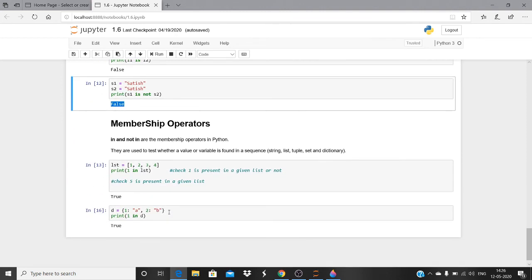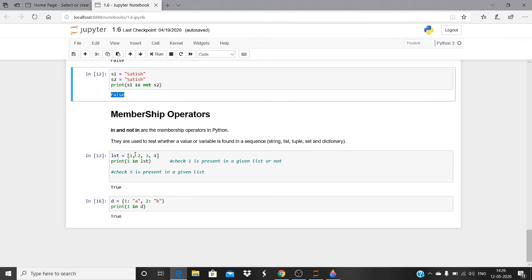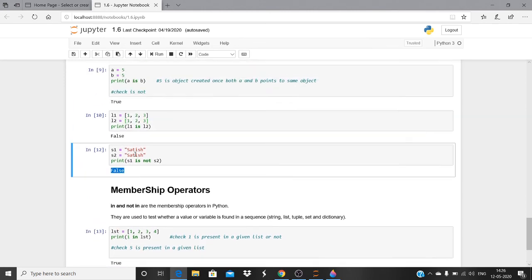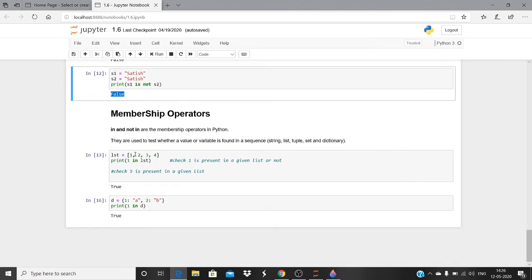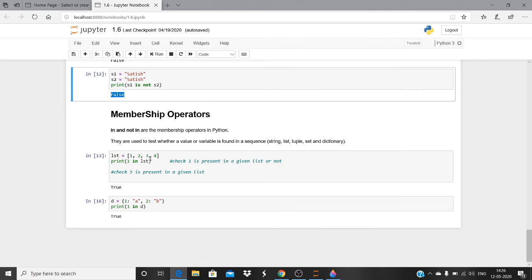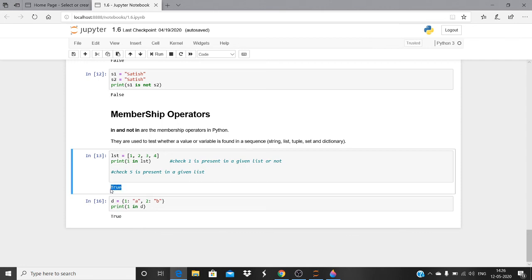Okay. Membership operators are just in and not in. It's a very simple syntax to learn. Is and is not, in or not in. It's very easy to learn. List one, we have given a list of 1 2 3 4. We are asking is 1 in the list, and it will give us the boolean value True.